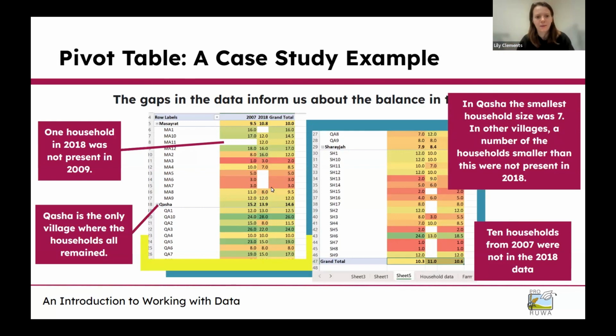For example, we can see that in 2018, MA5, 6, and 7 all had a household smaller than 7, and these were not present in 2018. We do see that MA3 was still present in 2018, so we're not saying all, but we're saying it appears that smaller households seem to have left. Is this the reason why Keisha seems to have retained all of its households between 2007 and 2018?